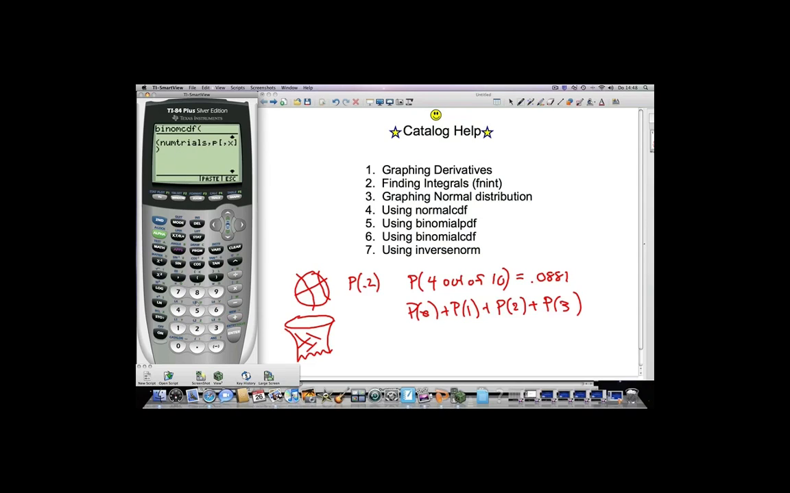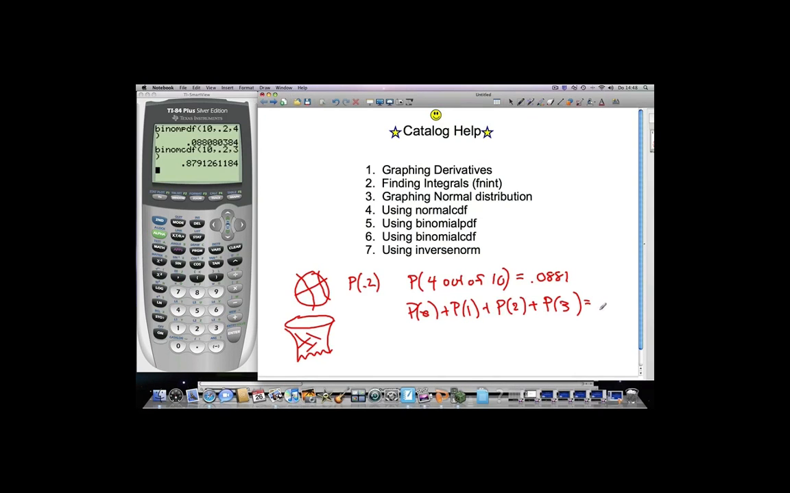Number of trials: still 10 shots. Hasn't improved. 0.2, and 3. So less than 4, not equal to 4. The calculator will give me 3 successes, 2, 1, or none. Good chance you get one of those in there. 0.879. All answers in IB to 3 significant figures. Yeah. All right.